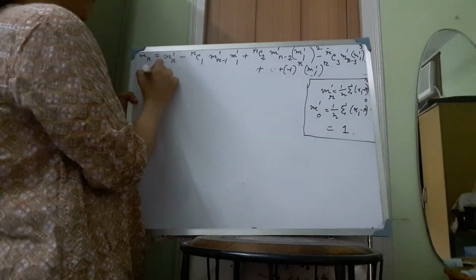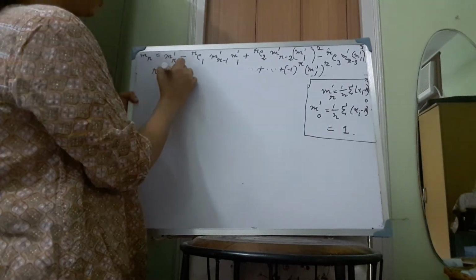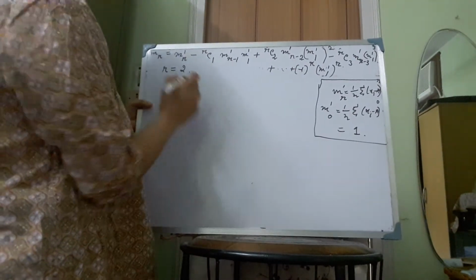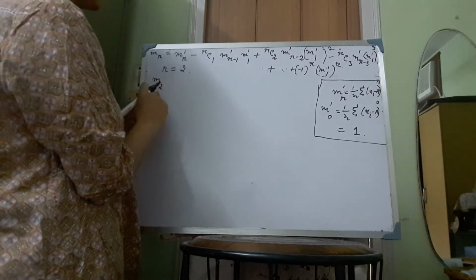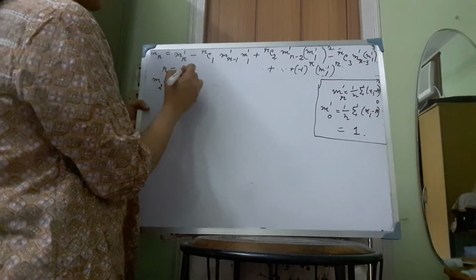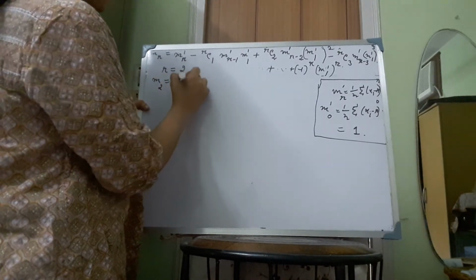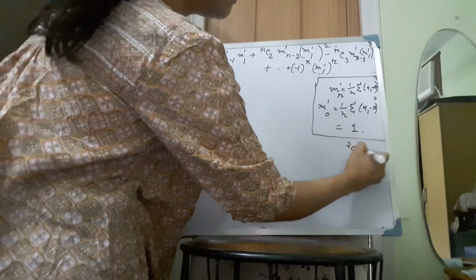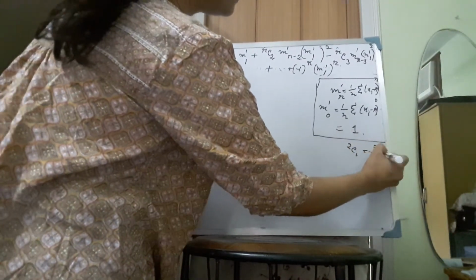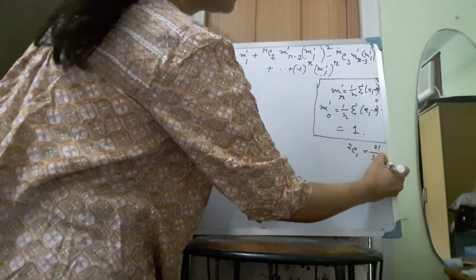Now we are considering r is equal to 2. So if r is equal to 2, then on the left hand side we have m2, that is the second order central moment, and on the right hand side we have m2 prime minus 2c1. Now what is the value of 2c1? The value of 2c1 is 2.